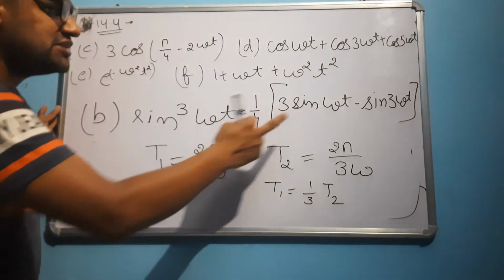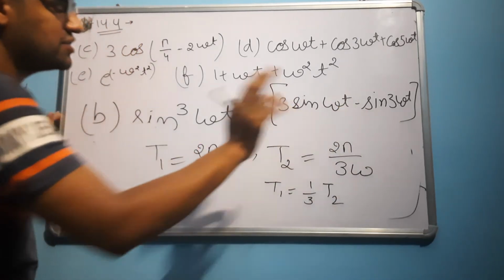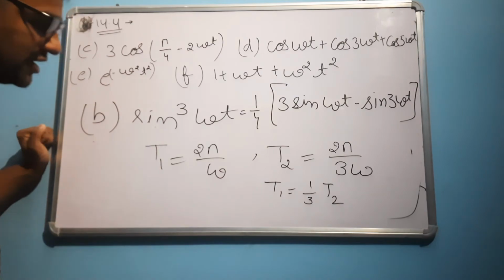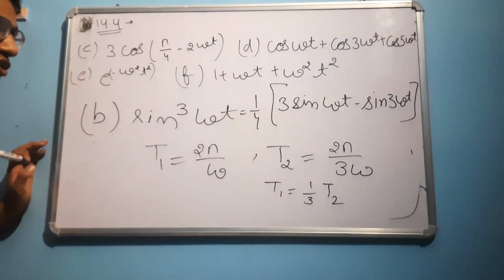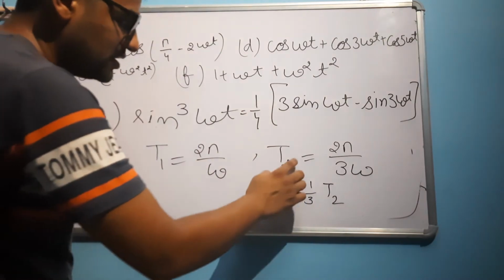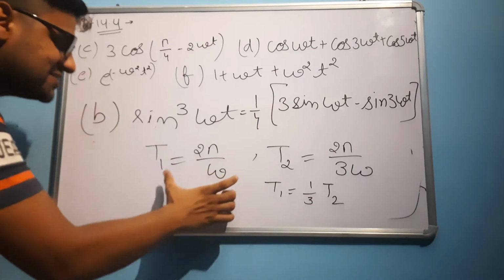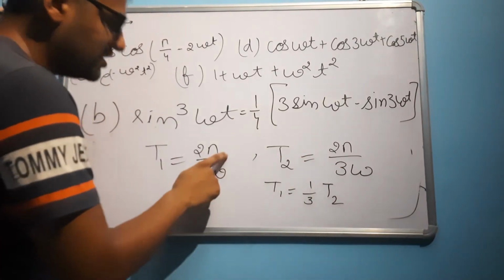So what is the time period of this complete function, sin cube omega t? The first function is repeating itself after a time period of 2 pi by omega, and this function is repeating itself after 2 pi by 3 omega, which is less than the t1 time period. So it is 3 times of this.